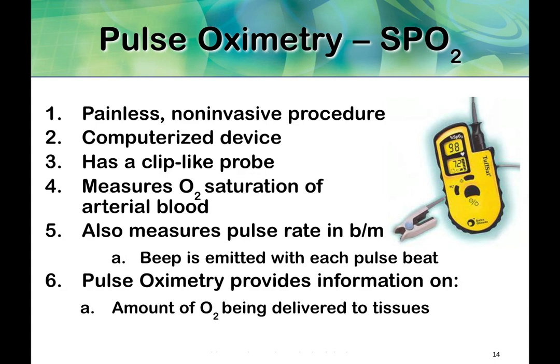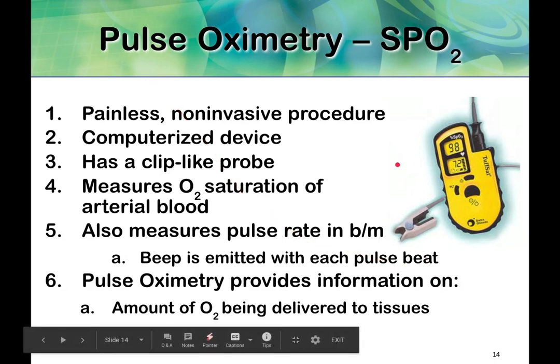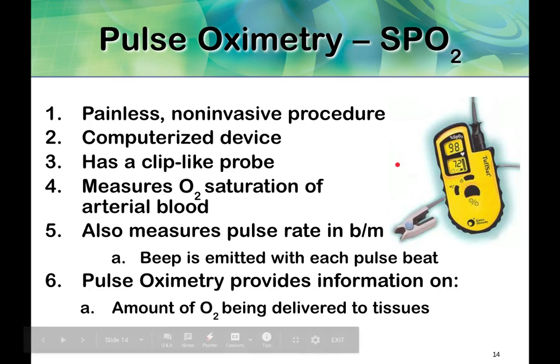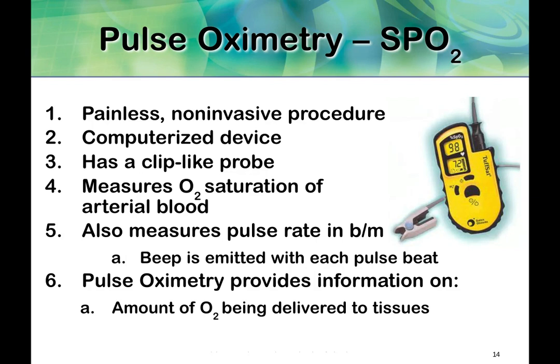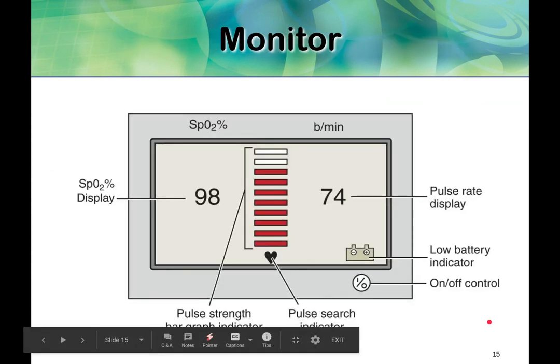So pulse oximetry, SpO2, is a painless, non-invasive procedure using a computerized device that has a clip-like probe, and it measures the oxygen saturation of arterial blood. It can also measure the pulse rate in beats per minute, which is very helpful, and usually emits a beep with each pulse. You can turn that off usually on most of the oximeters. And this provides information on the amount of oxygen being delivered to the tissues.